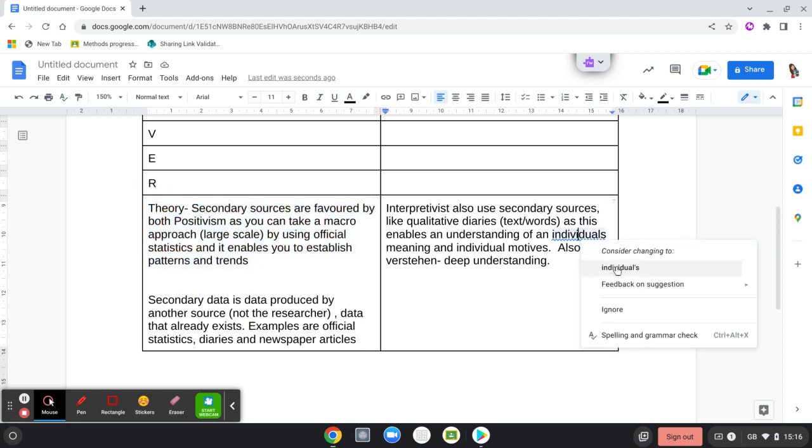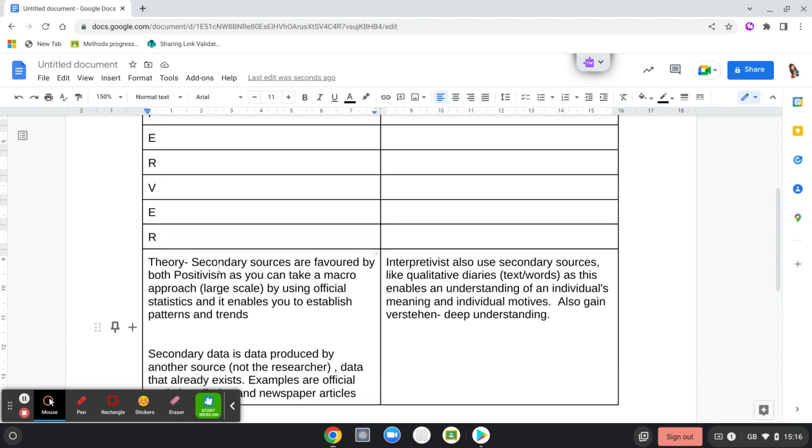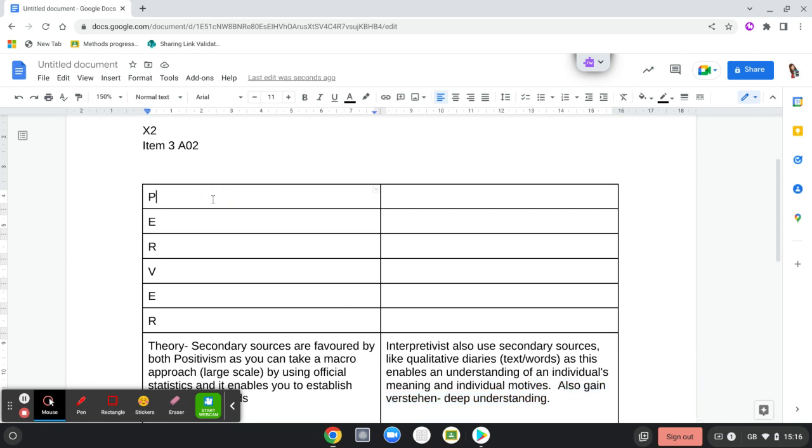Examiner sees that, they're very impressed. Clearly you have read the mark schemes, you understand they want a definition, and they really do expect to see theory well explained with either patterns or trends or individual meanings and motives.